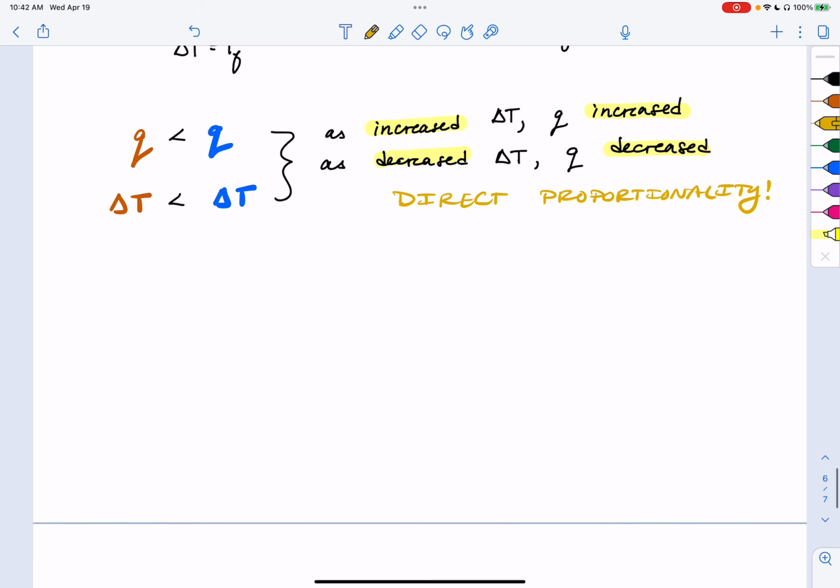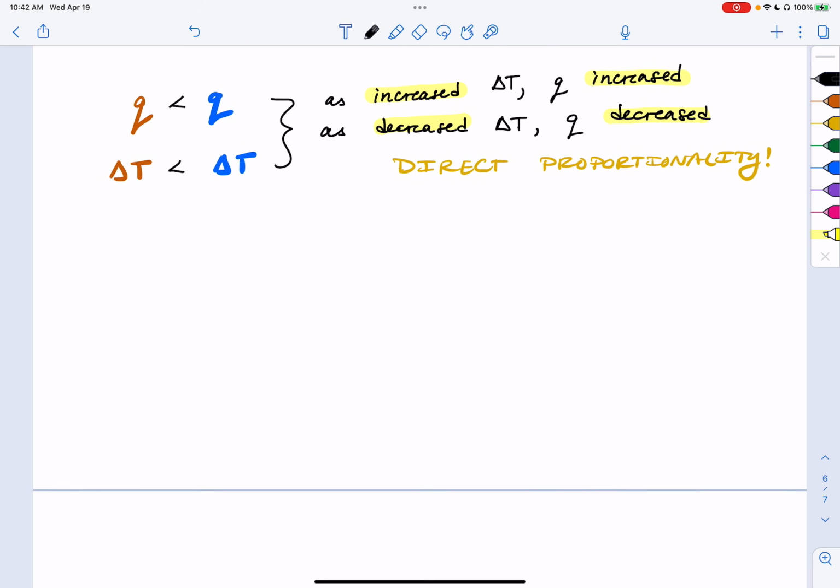Meaning that I could relate Q and temperature by some kind of direct proportionality. That's what this little alpha means. Q and delta T are directly related. Now let's remember another way of writing this. So what does this look like math-wise?